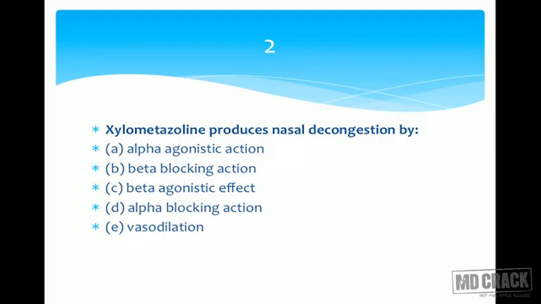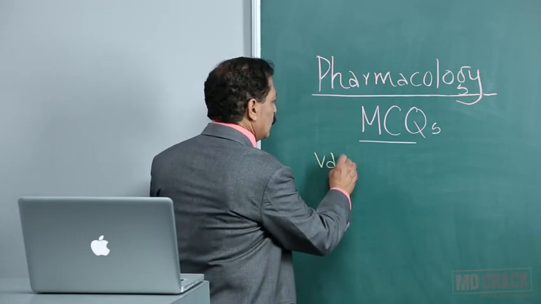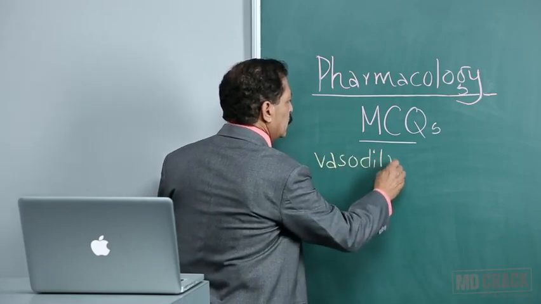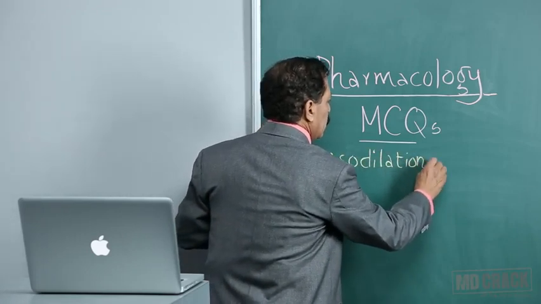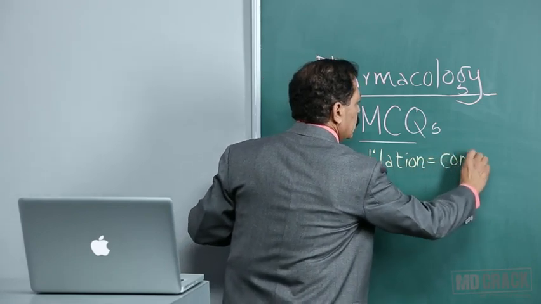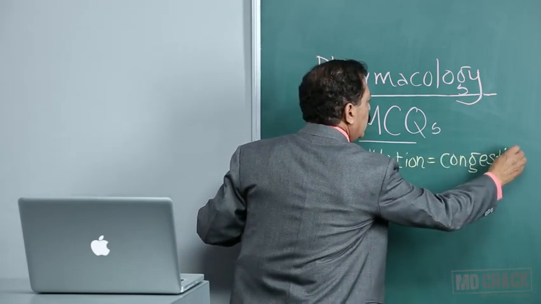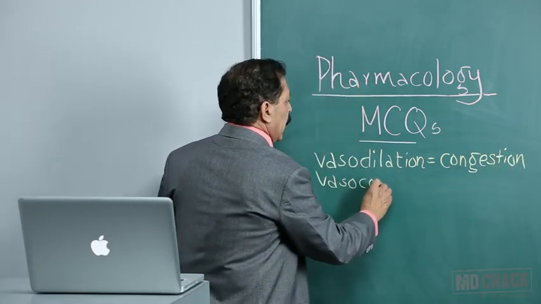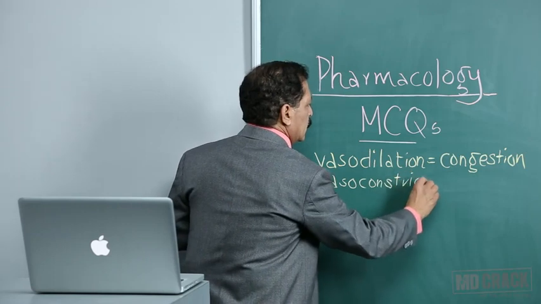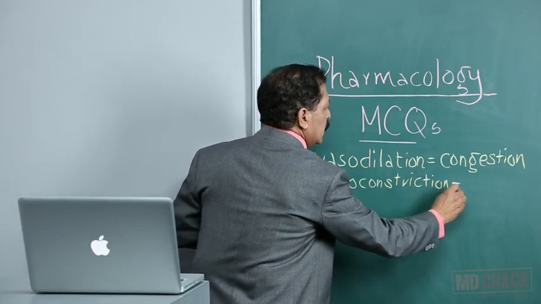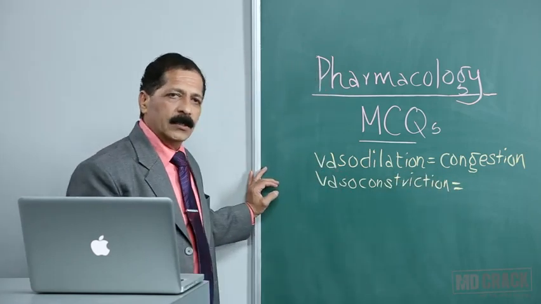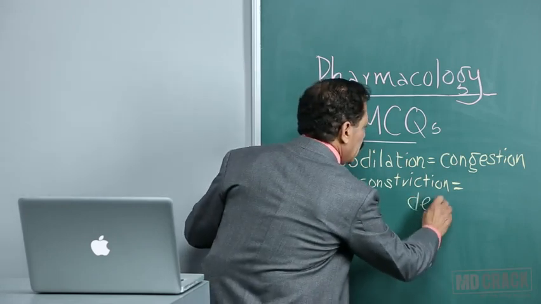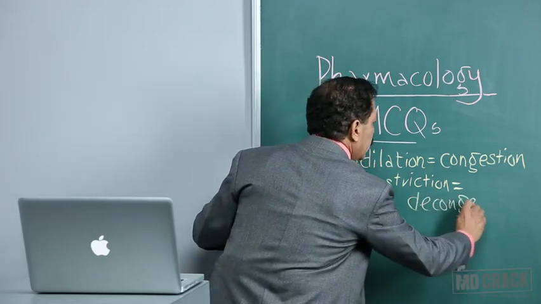So a simple thing has to be remembered. Can I write it on the board? Yes, this will be important. Vasodilation means congestion. Please remember, put it in your mind, you'll never make a mistake on this. And the opposite is vasoconstriction. Vasoconstriction means it's going to be decongestion.